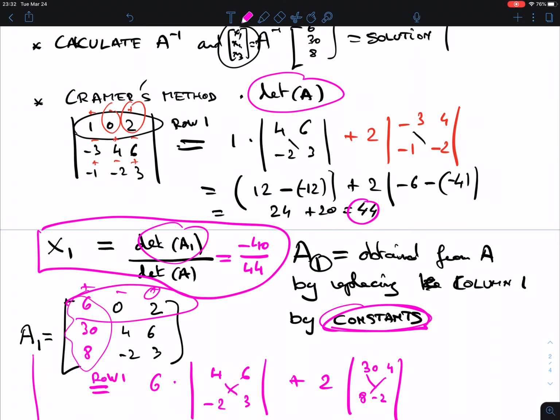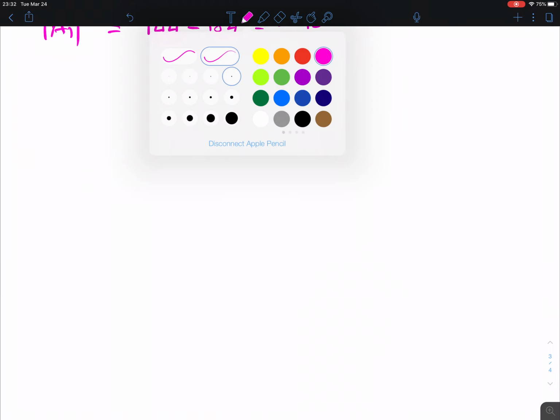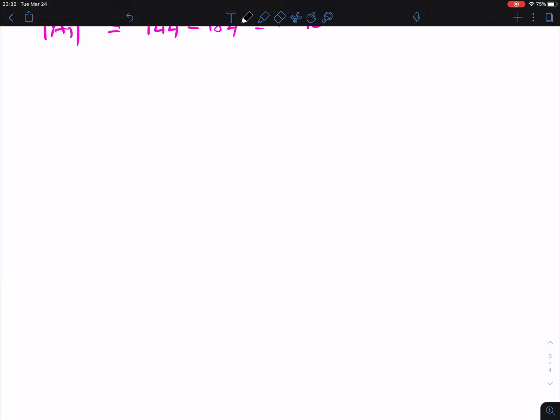That's the only thing I have to do: change the column. Ai will be obtained from A by replacing column i by the constants. That's the only thing I do. This is the guy that will come instead of each of these columns. So what is A2? Let's write down what A2 is.